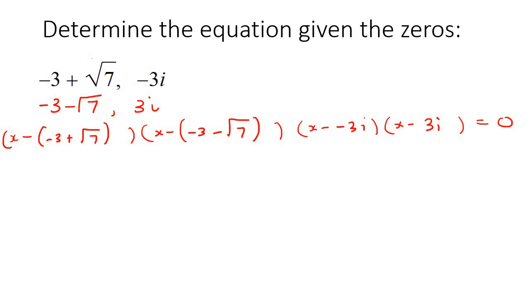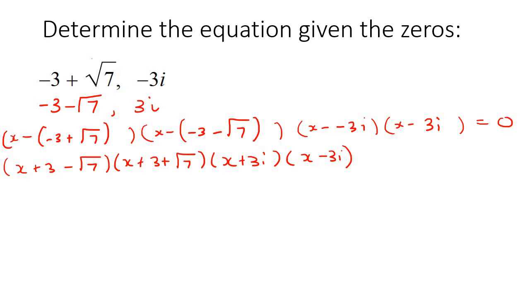Okay, now we're just going to get rid of this little bracket over here. How do we do that? By putting this negative inside. So it's going to become x plus 3, take away square root 7, and then x plus 3 plus square root 7. This will be x plus 3i, and this will be x minus 3i.